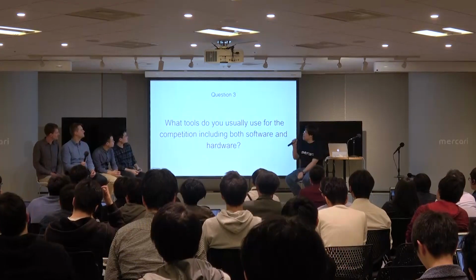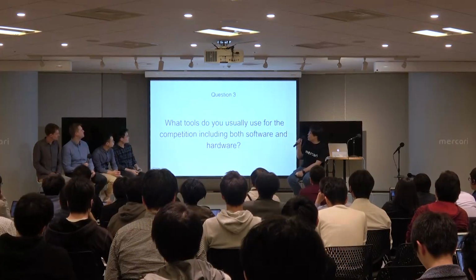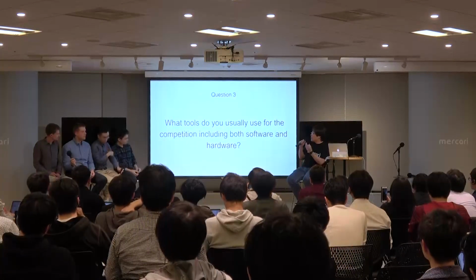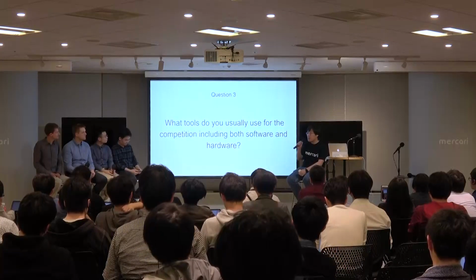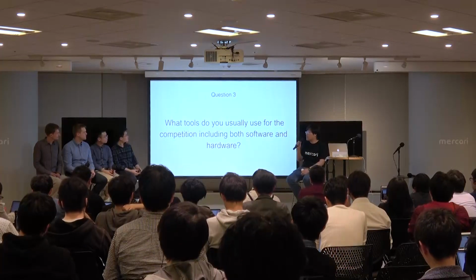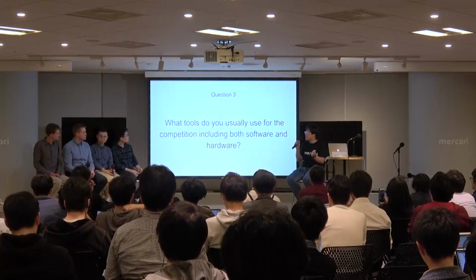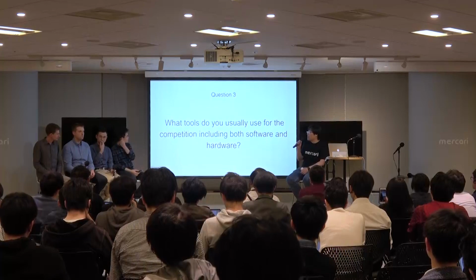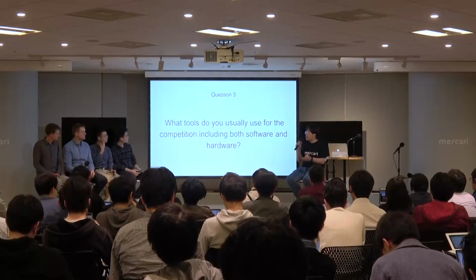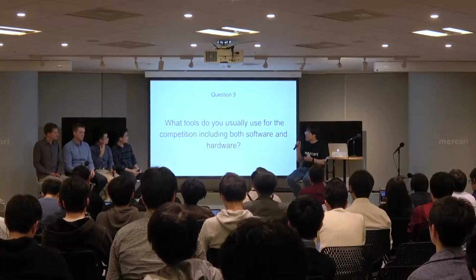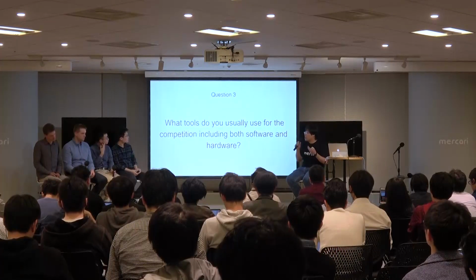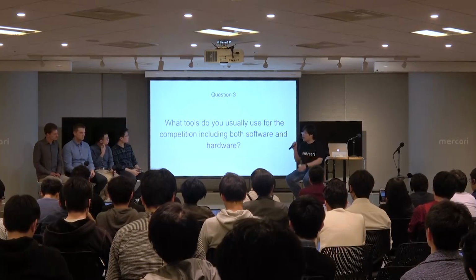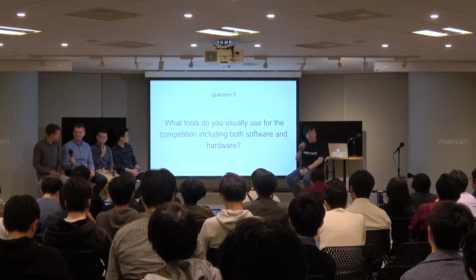So maybe this is the last question. What tools do you usually use for the competition, including both software and hardware? For example, do you prepare some scripts ahead before each competition, some commonly used utilities for feature extraction or for making models easily? And as you know, this Mercari Price competition is a kernel-based competition. Do you feel it's more challenging, more interesting, or more difficult? Would you do better if you didn't have such a limitation? Kind of long.